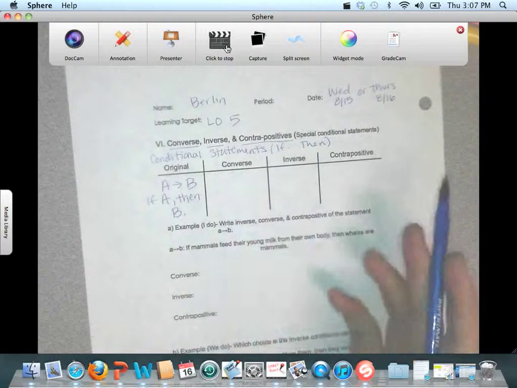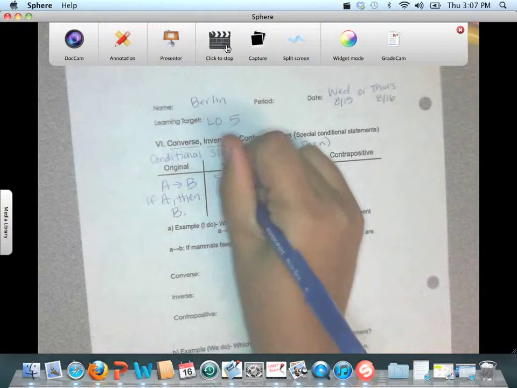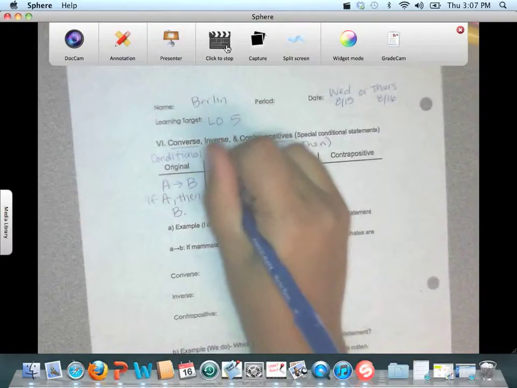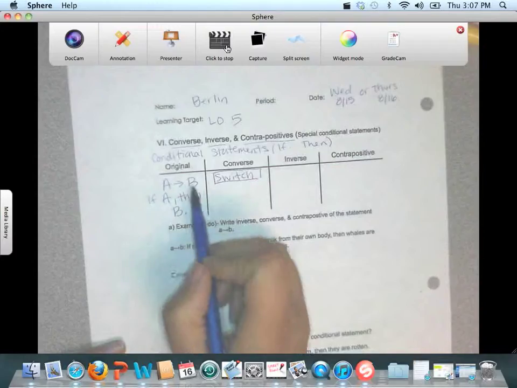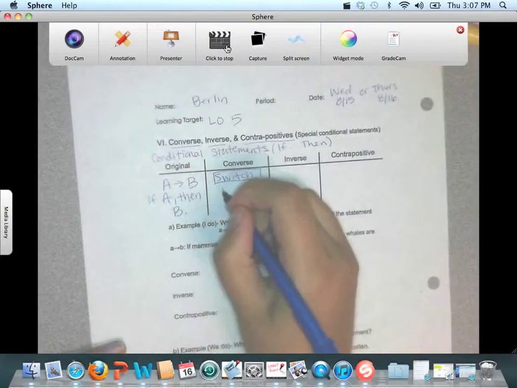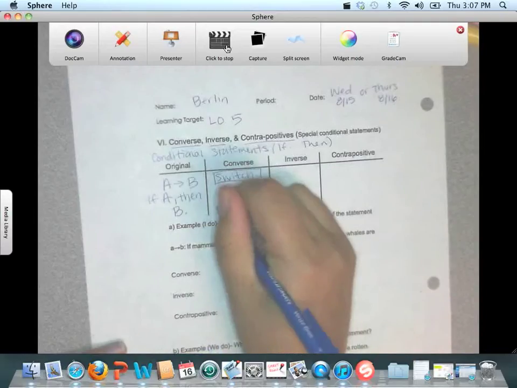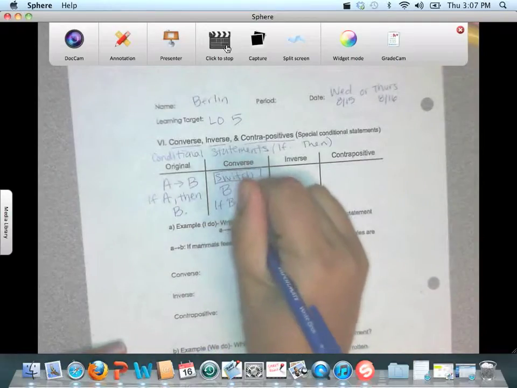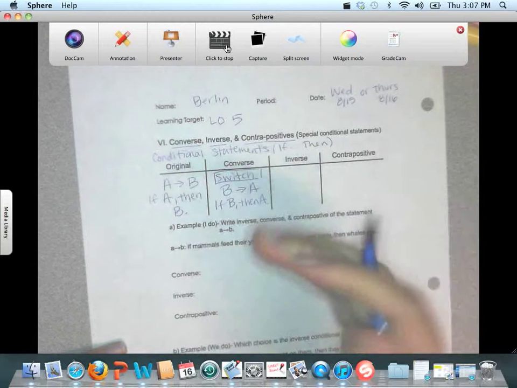Now, the converse is when you switch the statements. So instead of A arrow B, it becomes B arrow A, which is saying if B, then A. You just switch them, okay?